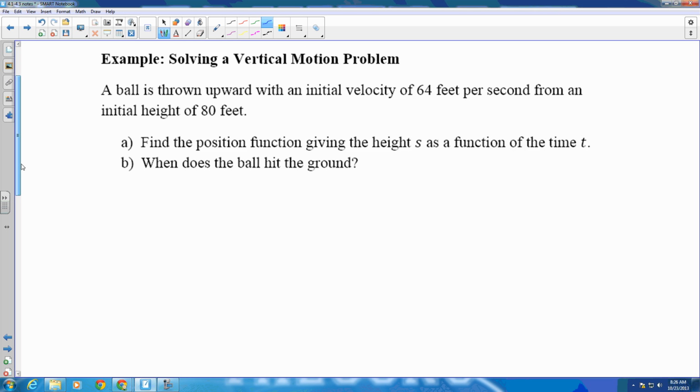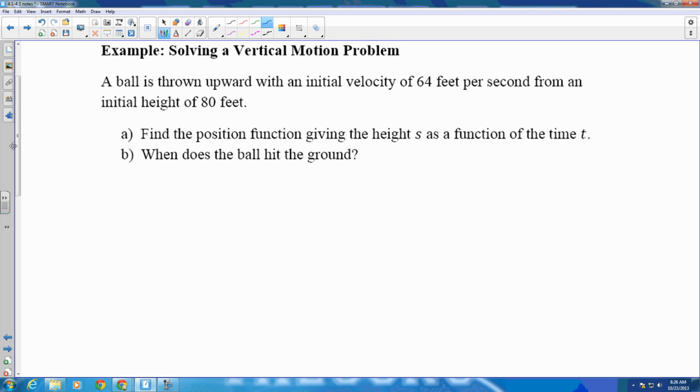Okay, so velocity problems have been very popular for derivatives. We're still going to have velocity problems for integrals, only this time instead of starting with the position function and moving our way down to acceleration, this time we're starting at acceleration and moving our way back to position. So what we know in this problem is that a ball is thrown upward with an initial velocity of 64 feet per second and the initial height is 80 feet. Find the position function, giving the height s as a function of time t.